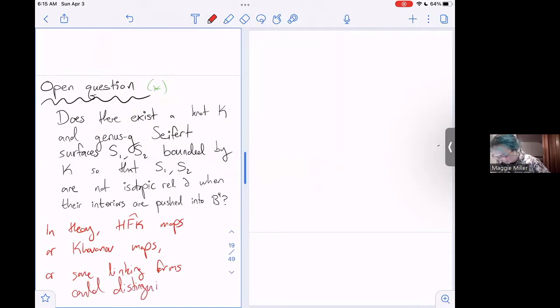But these things are all very difficult to compute, or at least up to the notion of equivalence that you would want. And so you'd have to have an example that you felt really confident in. So actually, I had an example a few days ago. I had two surfaces that I think aren't isotopic when you push them into B4. And they're for a knot with a symmetry, and they're related by the symmetry.